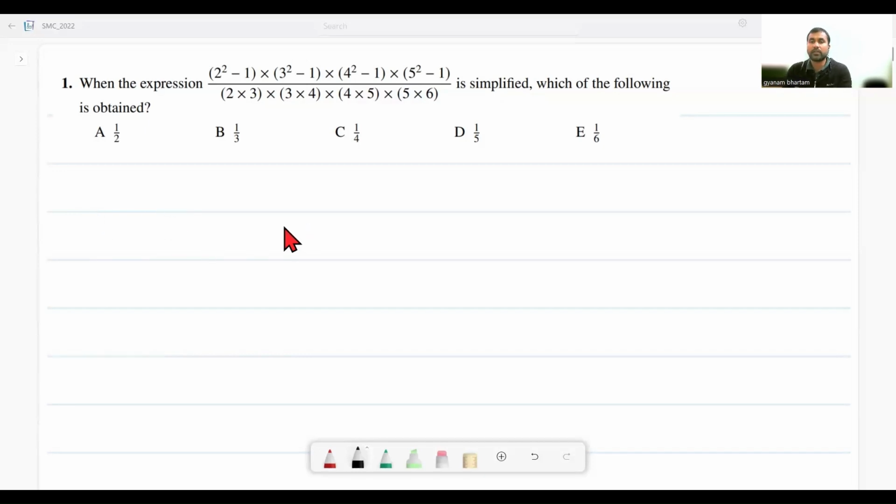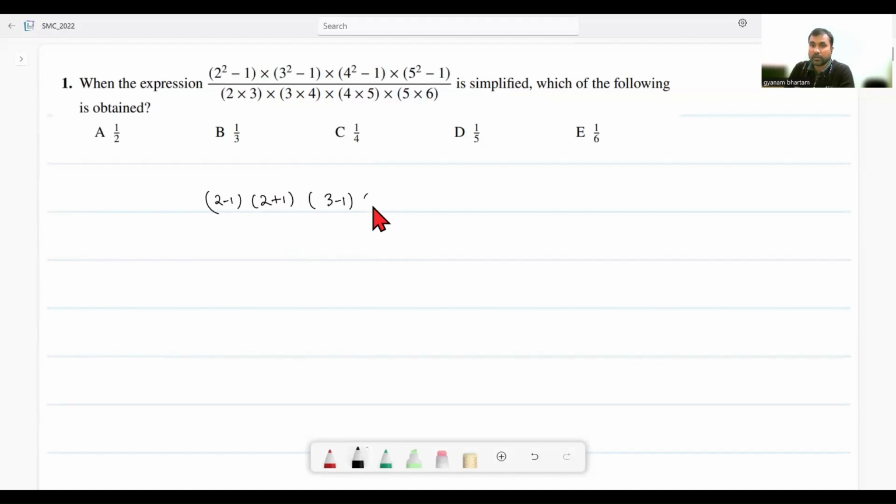This is the first question, and it is simple, calculation based. If you observe, we have 2 square minus 1, then 3 square minus 1, 4 square minus 1, 5 square minus 1. What you can write this whole thing as is 2 minus 1 into 2 plus 1, right?